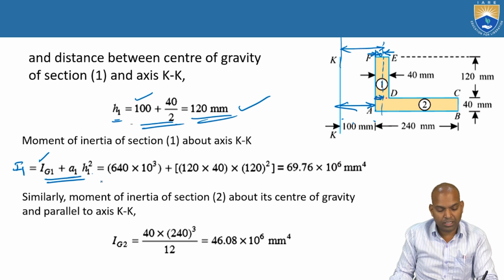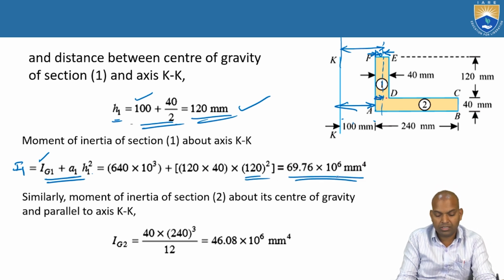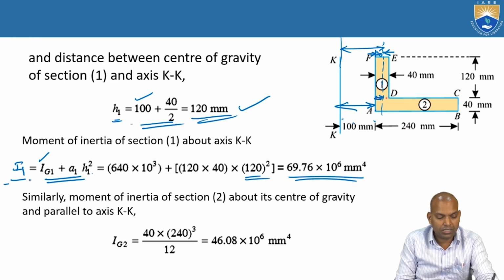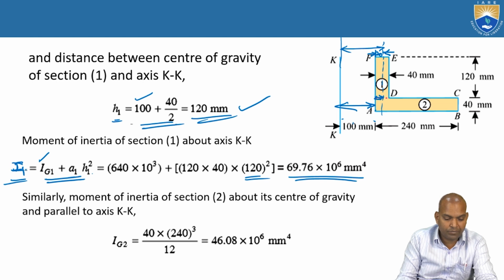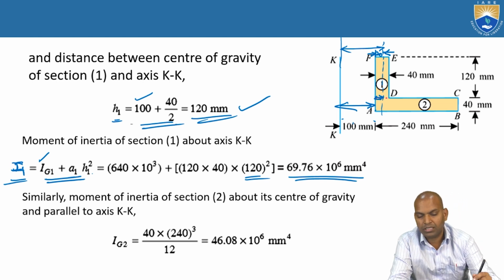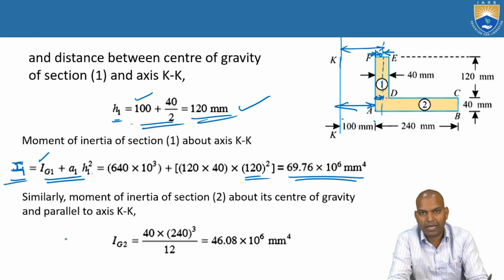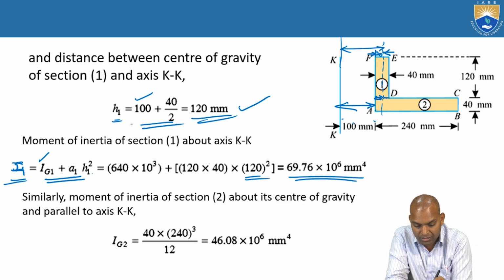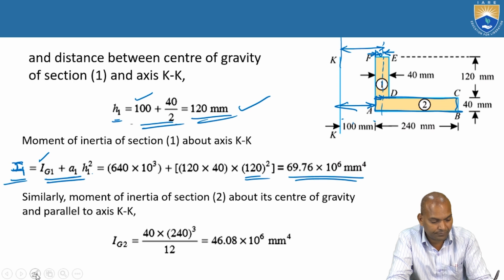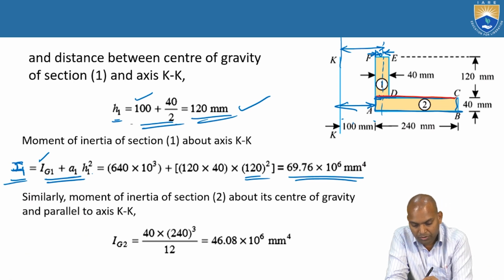Now IG1 plus A1 H1 square. IG1 is 640 times 10 cube, A1 is 120 into 40, H1 is 120 square, giving 69.76 into 10 power 6 millimeter power 4, that is I1. Similarly, we want the moment of inertia about KK, so the inertia about its center of gravity parallel to KK. This is the section now highlighted, parallel to KK, meaning the vertical axis.